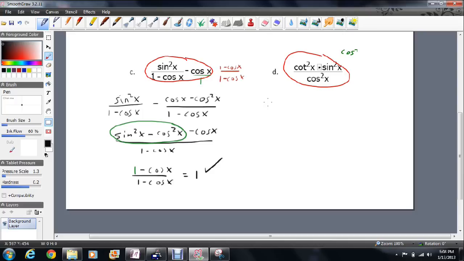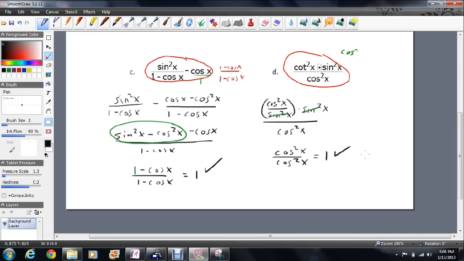So cotangent squared is cosine squared of x over sine squared of x times the sine squared of x, all divided by cosine squared of x. Oh, that's nice, because now the sines cancel, and we're left with cosine squared of x all over the cosine squared of x. Anything divided by itself is equal to 1. That checks as well.